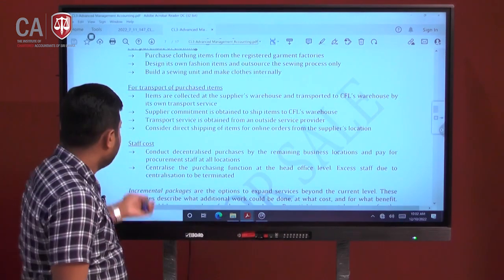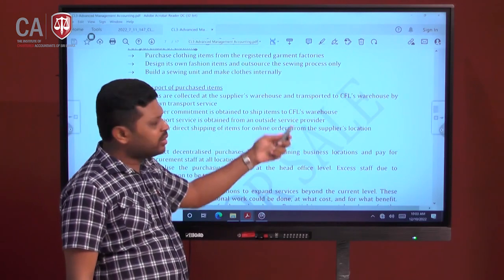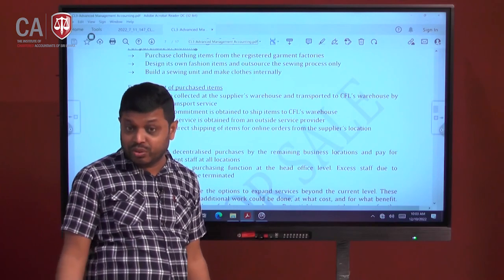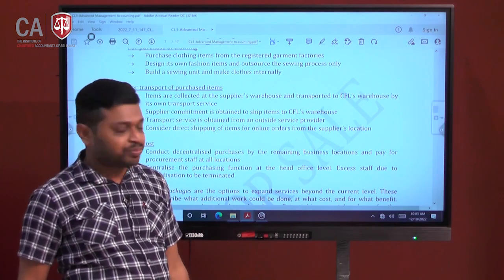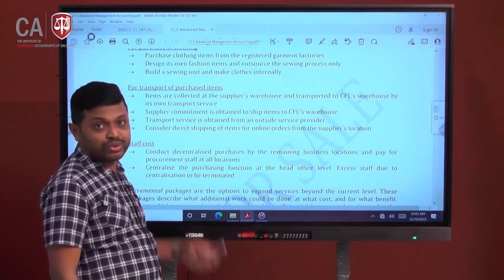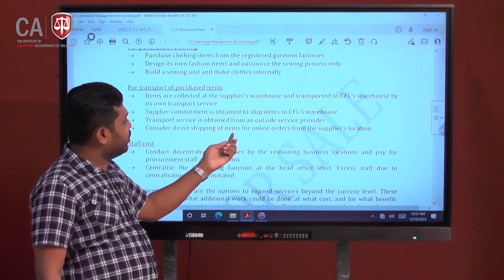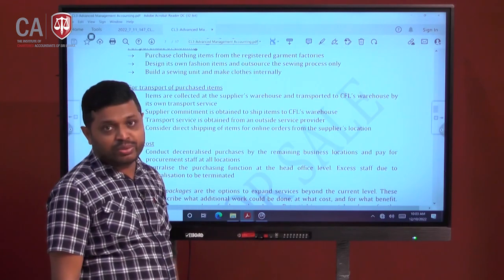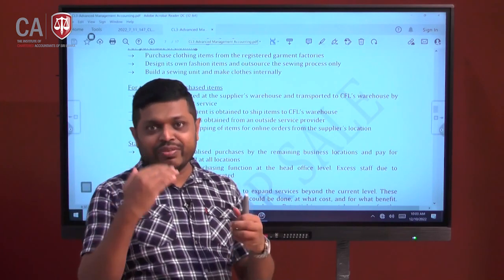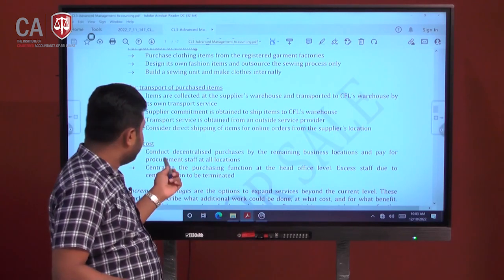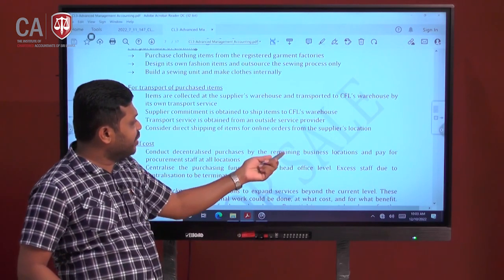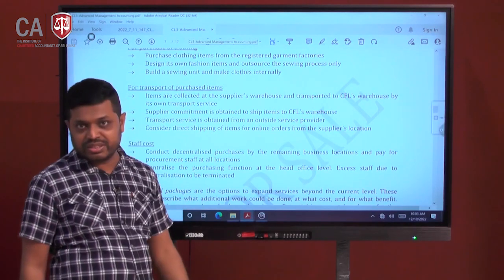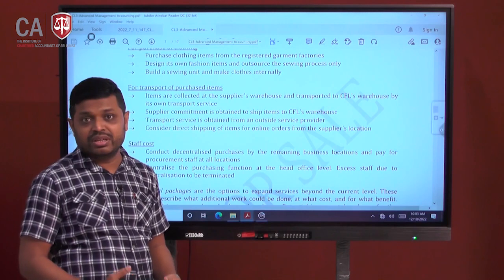You can evaluate. Transport service is obtained from an outside provider. You don't need to maintain a vehicle fleet. You can look at any options to minimize the cost. Consider direct shipping of items for online orders from the supplier's location. Direct shipping. You can evaluate that option. Then staff: conduct decentralized purchases by the remaining business locations and pay for procurement staff at all locations. Decentralized purchase.